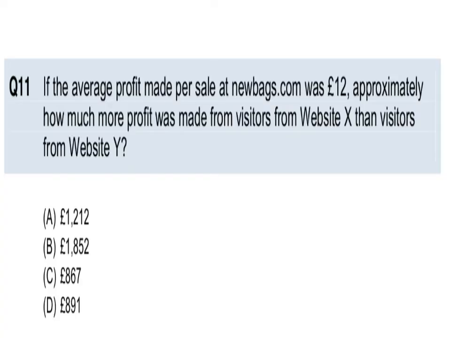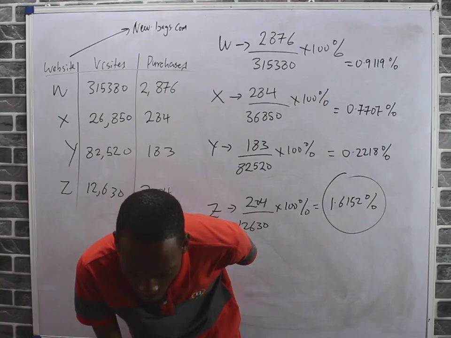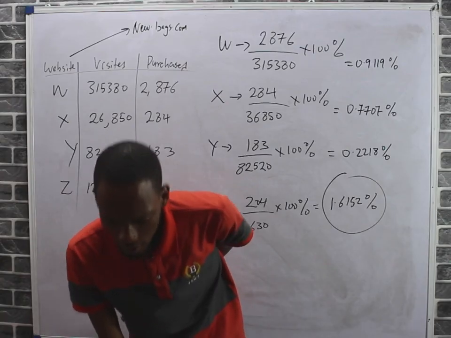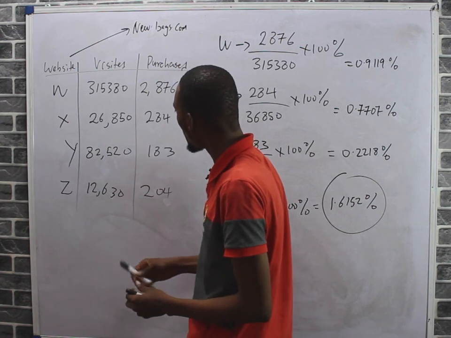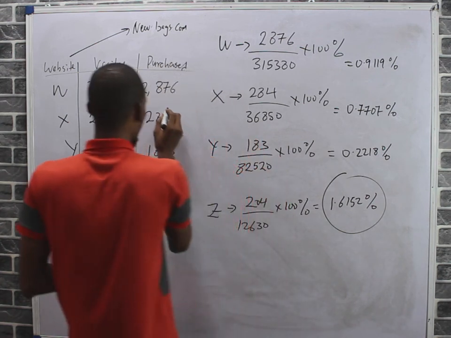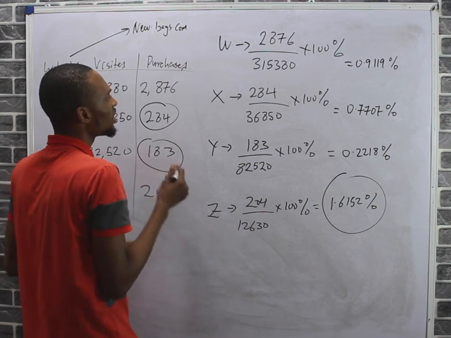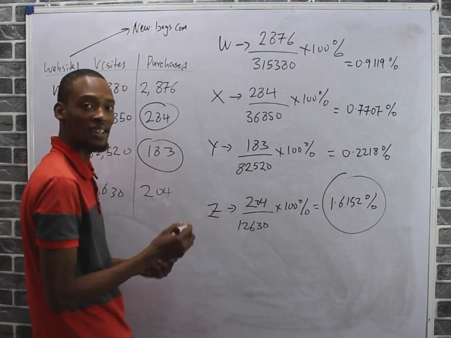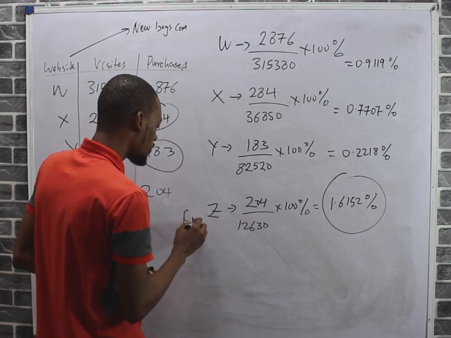Now, question 11. It says, if the average profit made per sale at Newsbag is £12, approximately how much more profit was made from website S than from visitors from website Y? How much more was made from website S than website Y? And the profit per bag is £12.